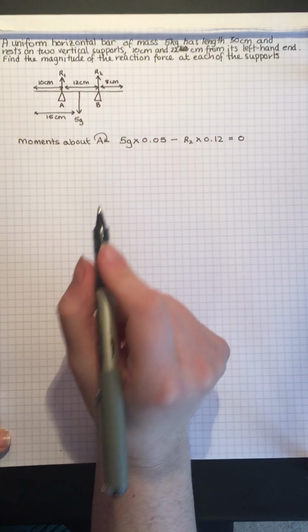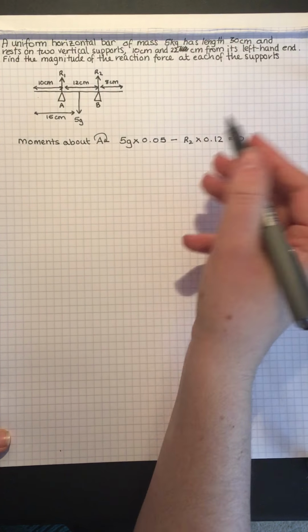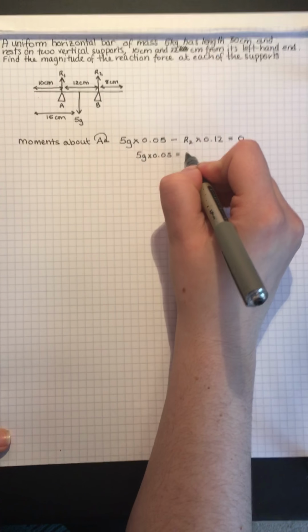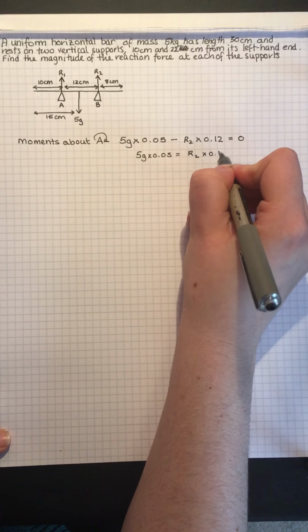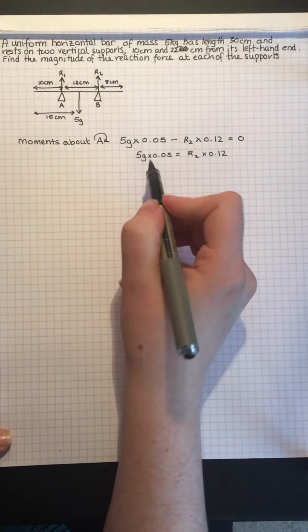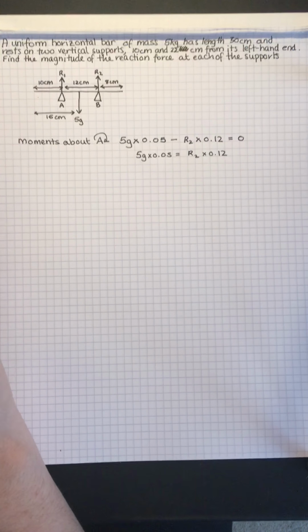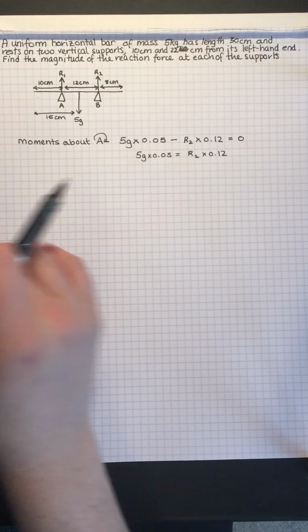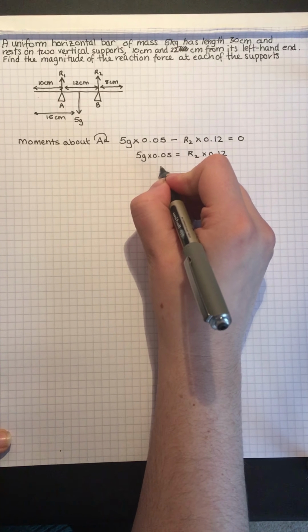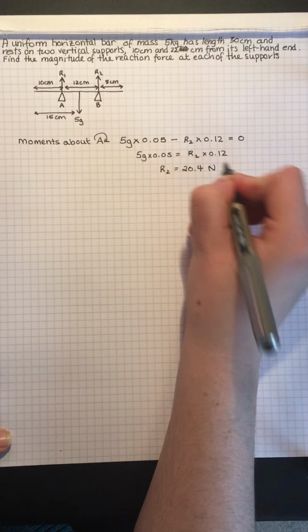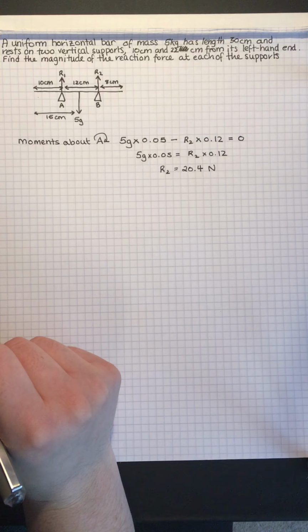Now I just need to solve this equation for R2. So 5g times 0.05 equals R2 times 0.12, and I'll be able to solve that easily on my calculator. I'm going to use 9.8 for g, and I'm going to end up with R2 equals 20.4 newtons. Okay, it's a force, so that's going to be newtons.